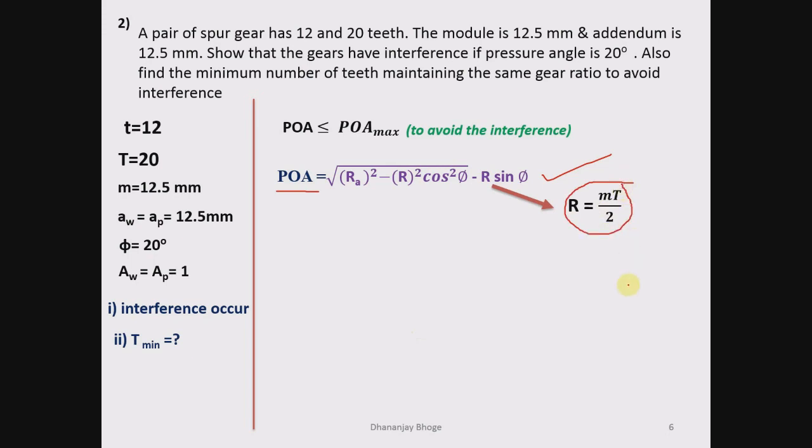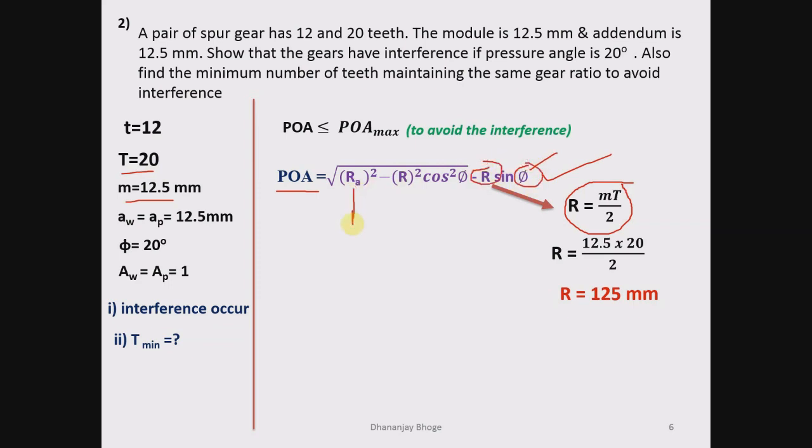सांगा मग R ची व्हॅल्यू काय आहे ते सांगा. M is 12.5. Number of teeth on gear are 20. So 12.5 into किती आला? 75. Okay. 125. 125 बरोबर. ओके, आर केला. फाय माहिती आहे आपल्याला. फाय इज 20 डिग्रीज. आर पण माहिती झाला.